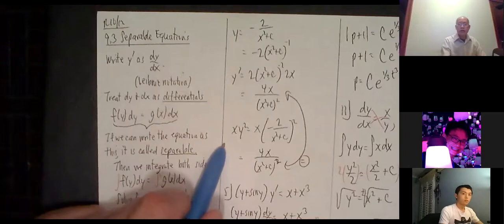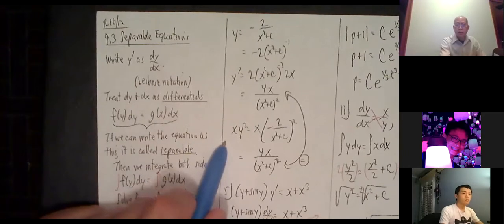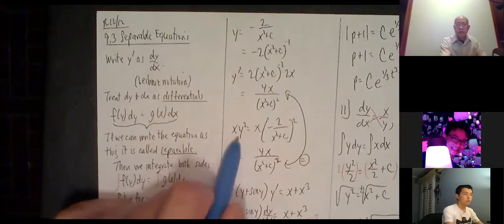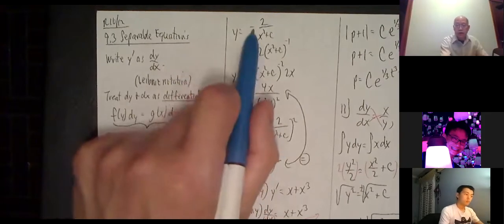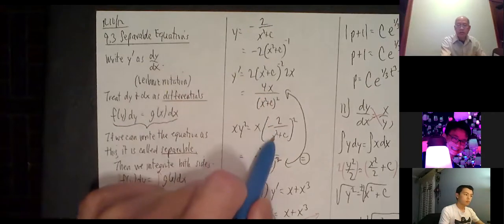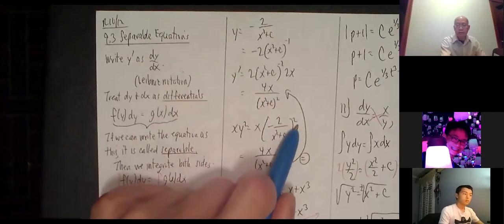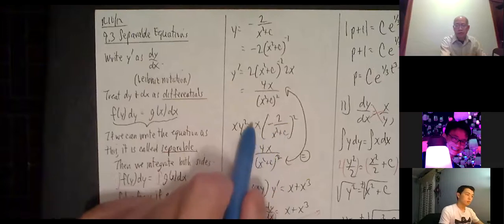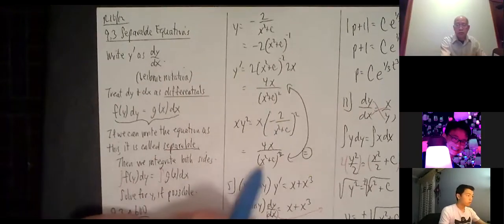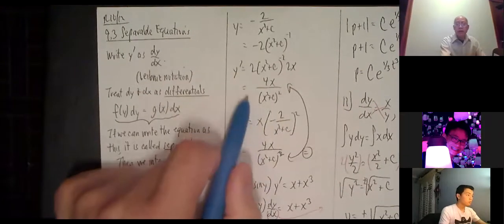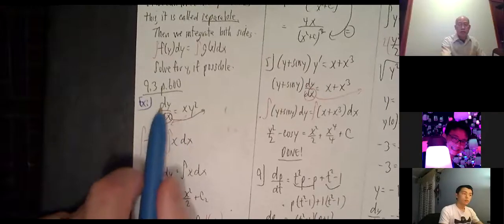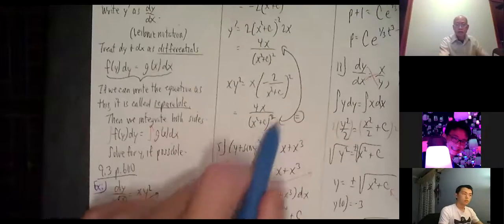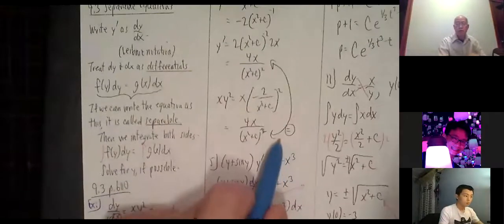So let's figure out x y squared. So x y squared is x times, here's the original y, negative 2 over x squared plus c squared. So what does that give me? That gives me 4x on the top, x squared plus c squared on the bottom. And lo and behold, it is equal to y prime. So it does satisfy the original differential equation. The derivative is equal to x y squared from show and tell. So yes, indeed, this works.